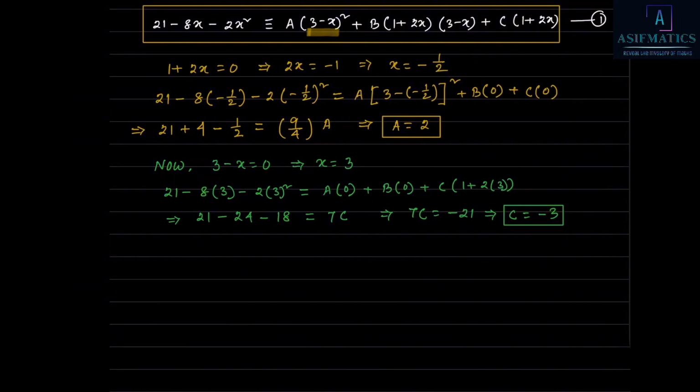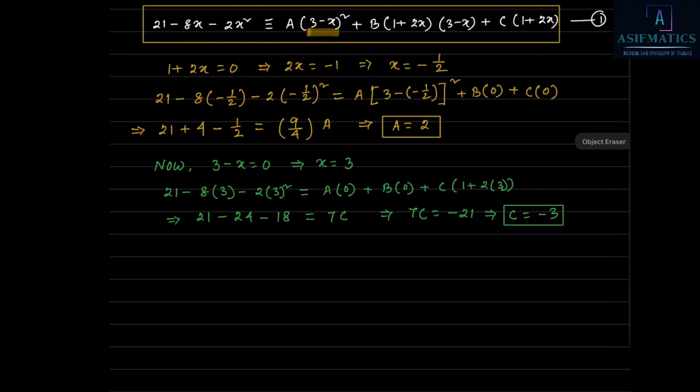Then how do we find the b value? As I said, in the repeated case, you need to take one new value, because we had only two factors, 3 minus x and 1 plus 2x, and we already used these two factors to find two coefficients. Now we do not have any factor left that we can use to make it 0. So what to do when you do not have any factor left? For the repeated case, remember this, it is very important: we need to take a new value.